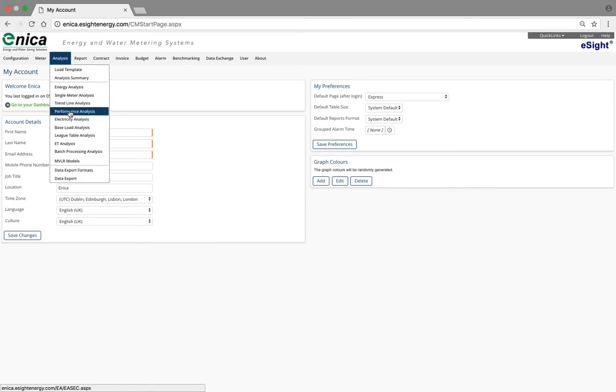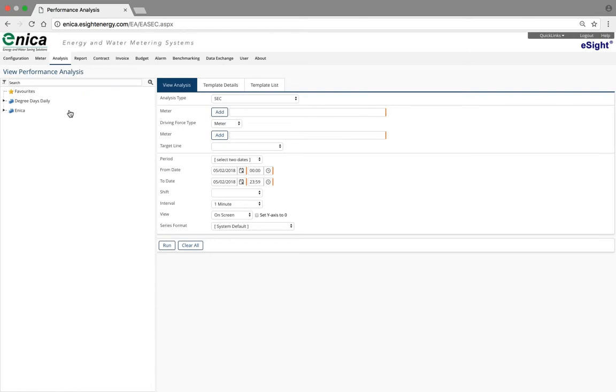So if we click within performance analysis, in this example I'm going to do, it's going to be looking at gas consumption versus degree days, but equally it could be anything. It could be anything that's got a driving factor, so energy consumption versus number of parts made, number of tons, or whatever it may be. So first thing we're going to do is a specific energy consumption, so kilowatt hours per something graph.